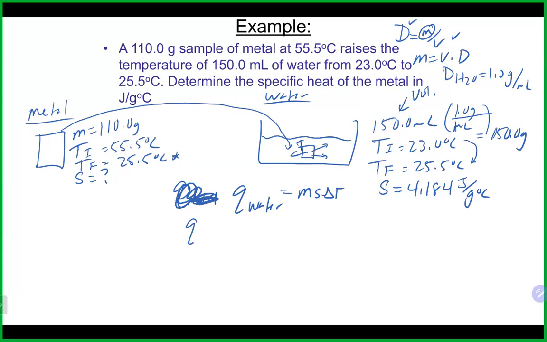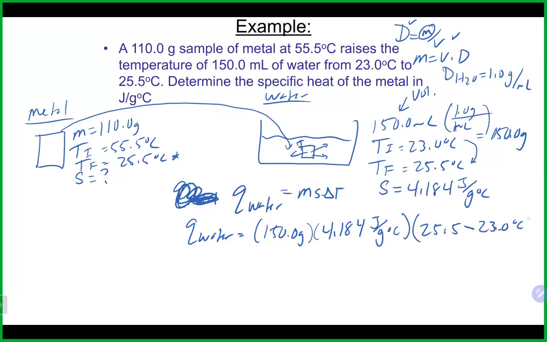So putting in for our q of the water in this case, it's going to be our mass, which is 150 grams, our specific heat capacity of liquid water, 4.184 joules per gram per degree Celsius, and our temperature change, 25.5 minus 23 degrees Celsius. Grams are going to cancel, degrees Celsius is going to cancel, leaving us with joules. That's 150 times 4.184 times (25.5 minus 23).